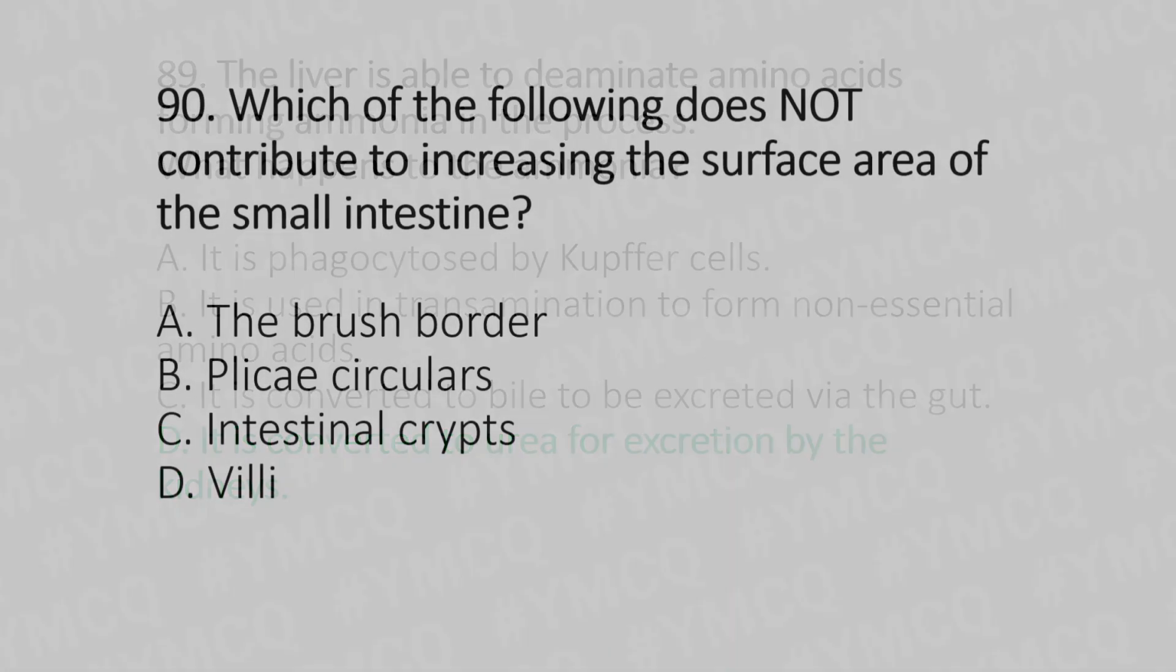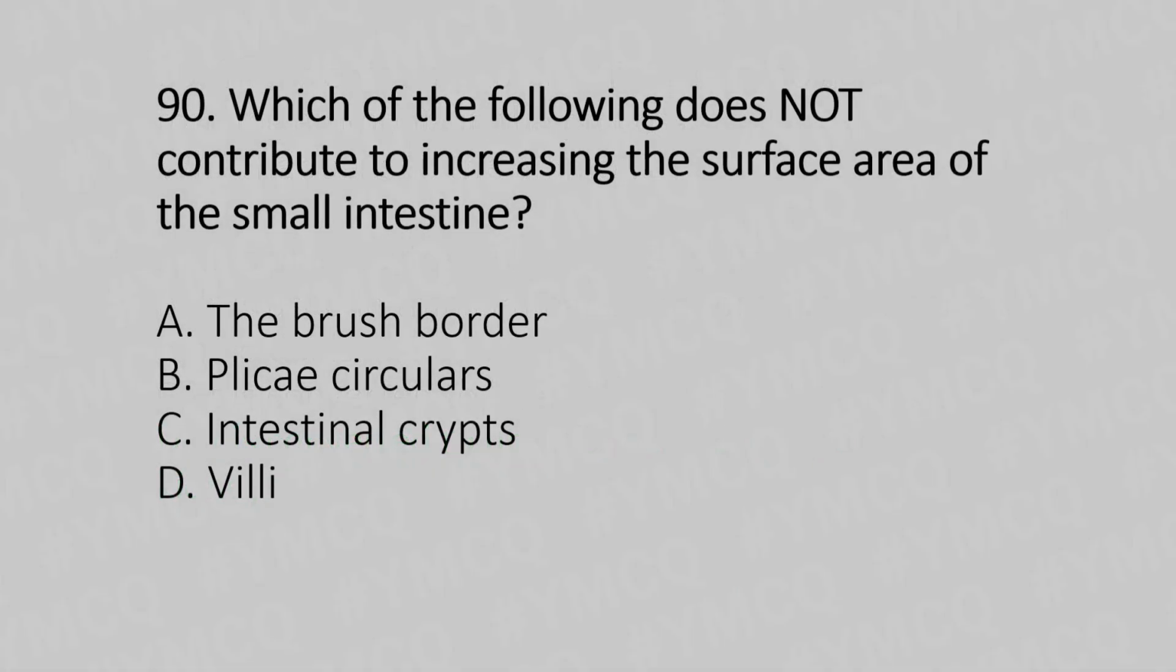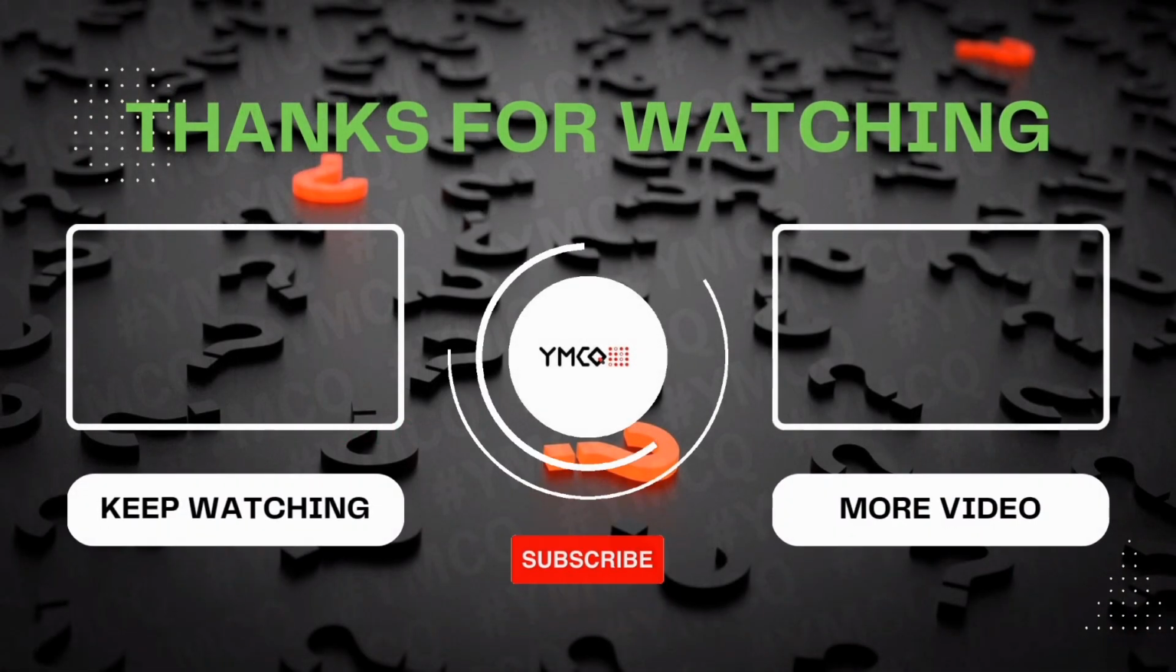Now let's move to question number 90. Which of the following does not contribute to increasing the surface area of the small intestine? Option A, the brush borders. Option B, plicae circulares. Option C, intestinal crypts. Option D, villi. And the answer is option C, intestinal crypts.